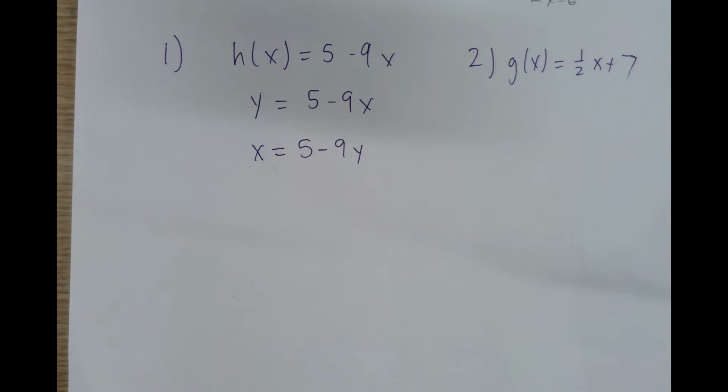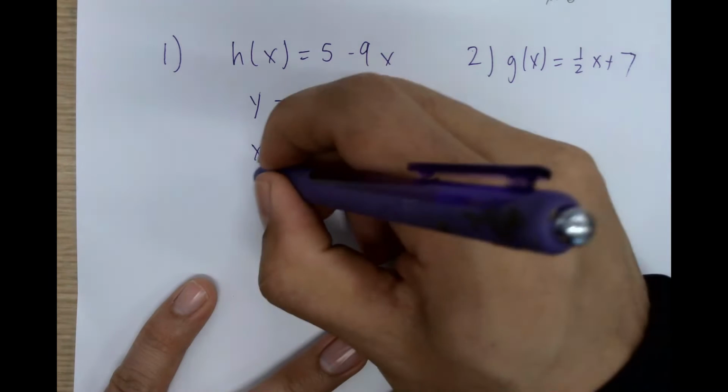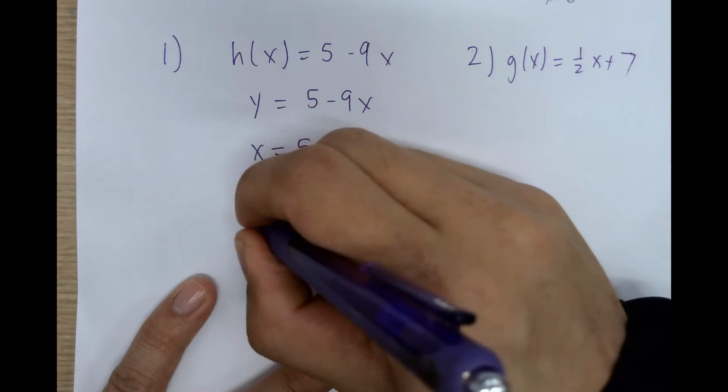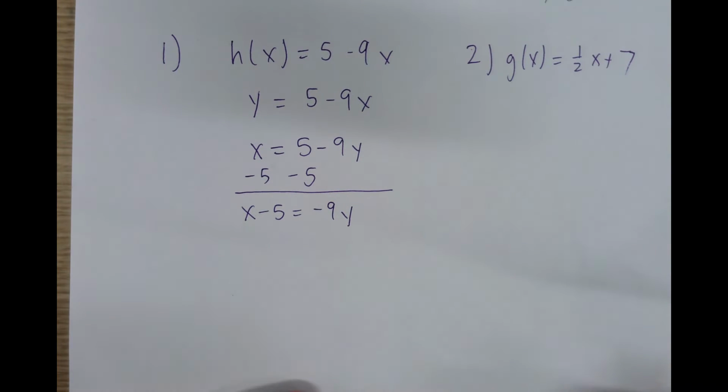Okay, let's just work through this first. You would first subtract 5 from both sides. You get x minus 5 is equal to negative 9y. The first thing you should always do is to move what's farthest from y, so subtract 5 from both sides.